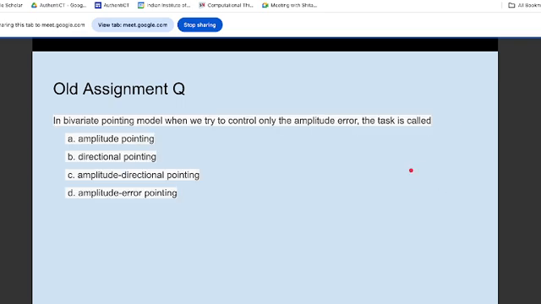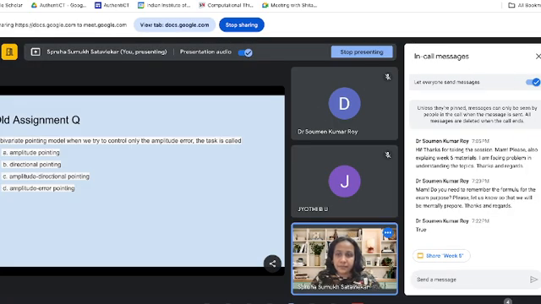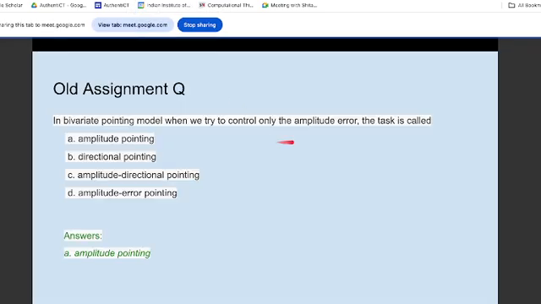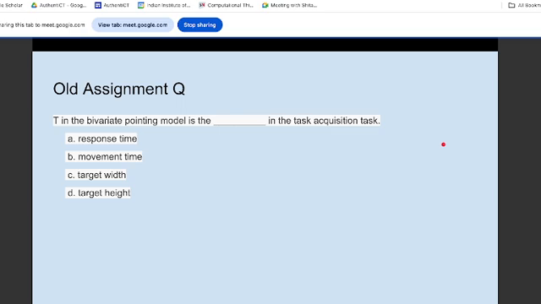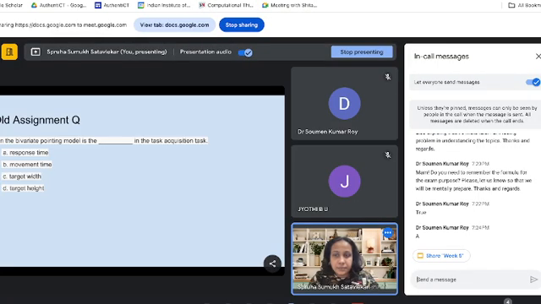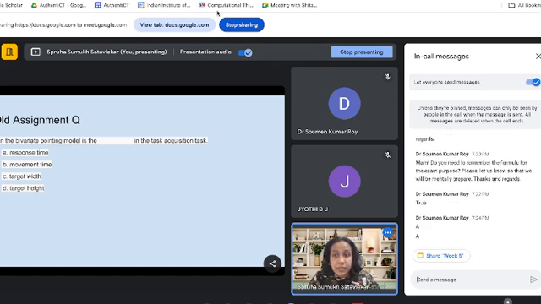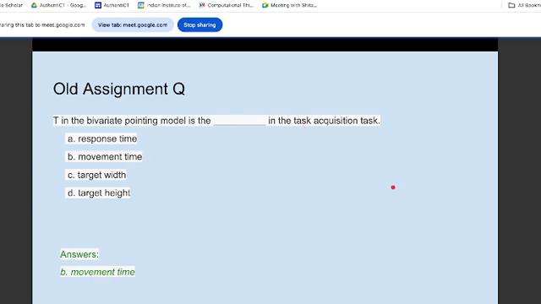Next one, in bivariate pointing model. This is basically a recollection kind of question, a recall level question. Very good, correct. It is amplitude pointing. In the bivariate pointing model, T is the dash in the task acquisition. Response time. No, actually, it's the movement time.